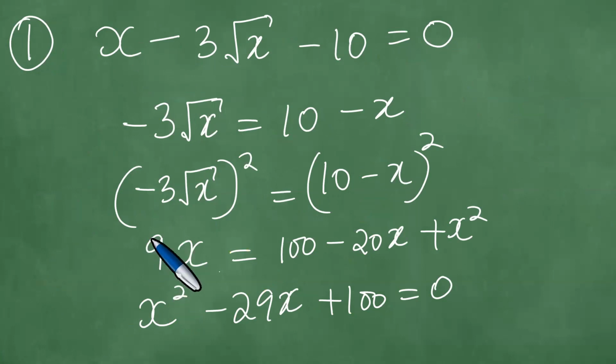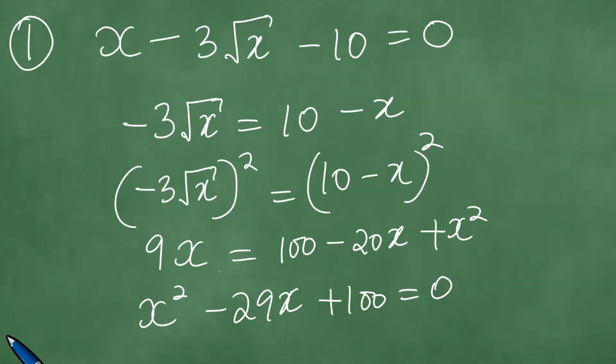You need to check. For instance, if you take 25, what is 10 minus 25? 10 minus 25 is minus 15. Here you take the square root of 25, because the square root of x is 25. So the square root of 25 is what? It's 5. 5 times minus 3 is minus 15.